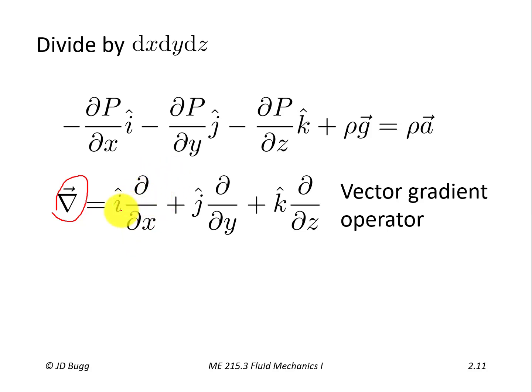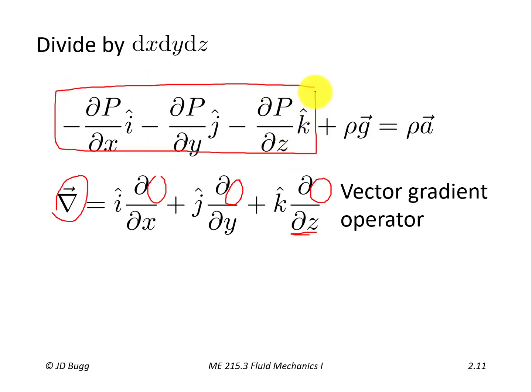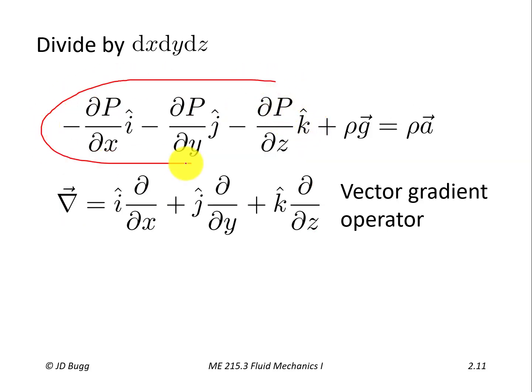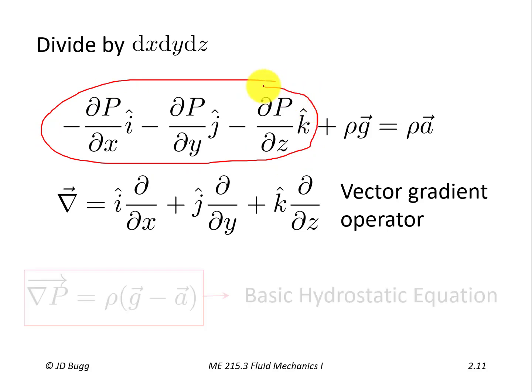So the vector gradient operator is a vector, and its x component is the gradient of something with respect to x. Its y component is the gradient of that same thing with respect to y, and its k component is the gradient of that same thing with respect to z. So that's called the vector gradient operator. Well, notice what we have here is the vector gradient operator with a negative sign out front applied to pressure, because we have pressure in all 3 of these locations here. So a more compact way to write this is as follows.